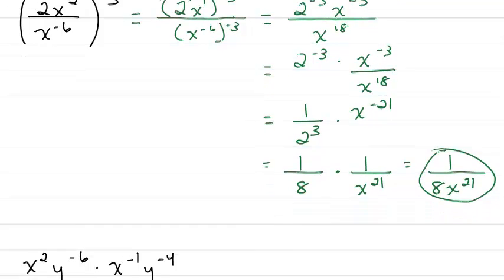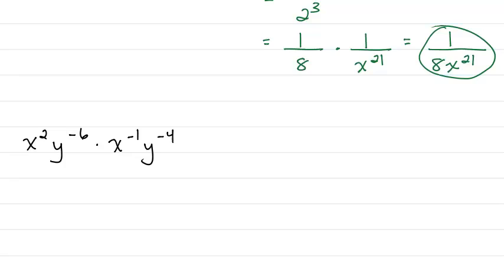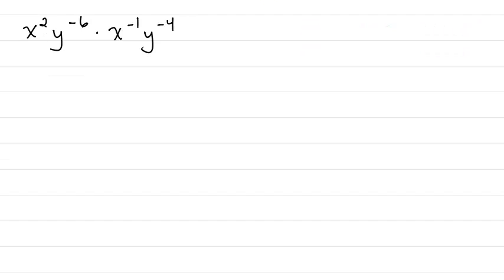Okay, and last but not least, let's look at this one here. No parentheses to simplify, so just let's sort it all out. x squared, x to the negative first, y to the negative sixth, y to the negative fourth.